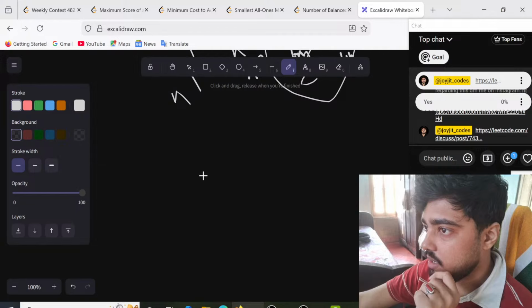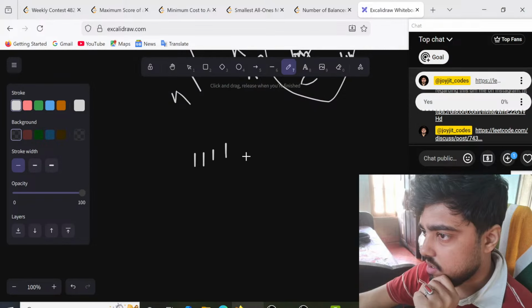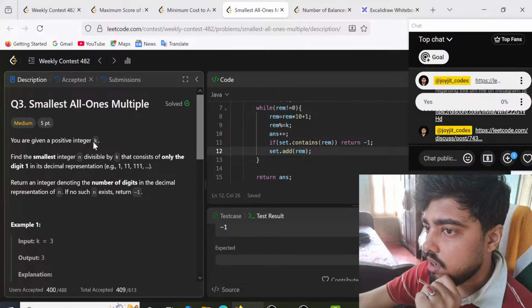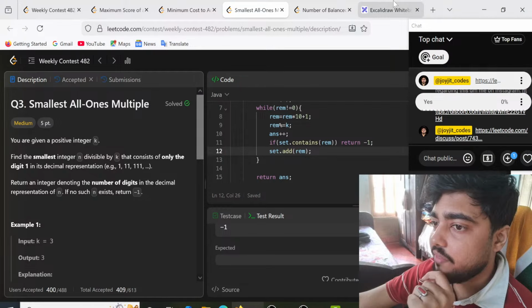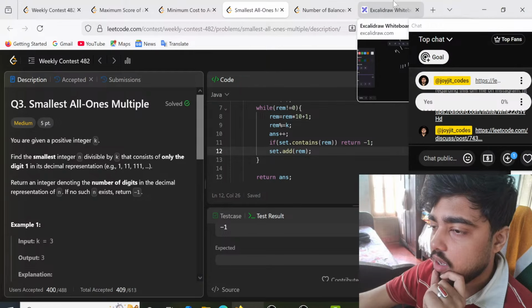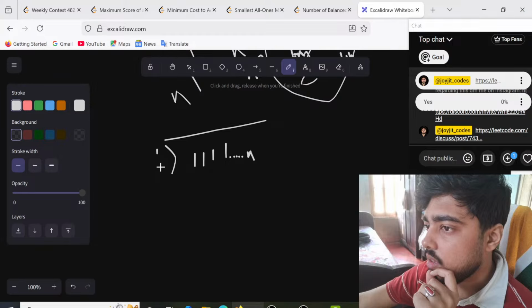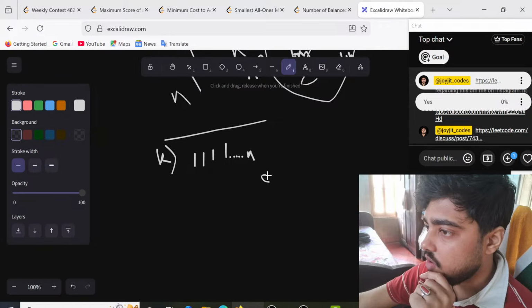What does it mean? It means that there will be 1, some number of times, let's say n number of times. And you're also given a number k. You're having 1 n number of times, and when you divide it by k, the remainder should be 0, right? This is what it is telling us.